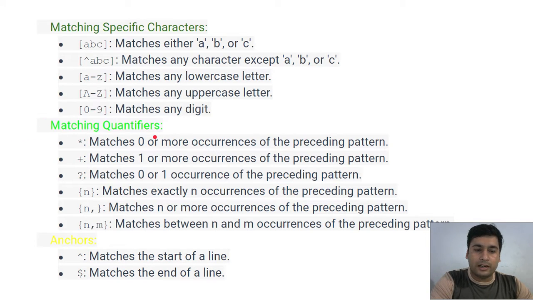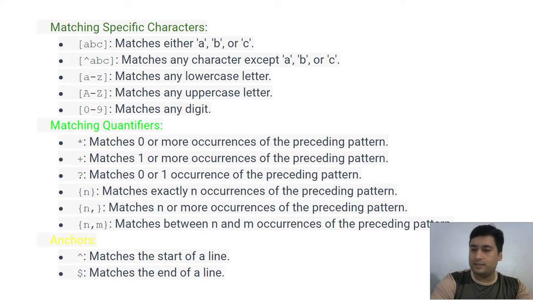Matching quantifiers: a star matches 0 or more occurrences of the preceding pattern, plus matches 1 or more occurrences of the preceding pattern, question mark matches 0 or 1 occurrence of the preceding pattern, and n in braces matches exactly n occurrences of the preceding pattern. Whatever rules I am telling you, you have to identify them, remember them, and build logic on your own.